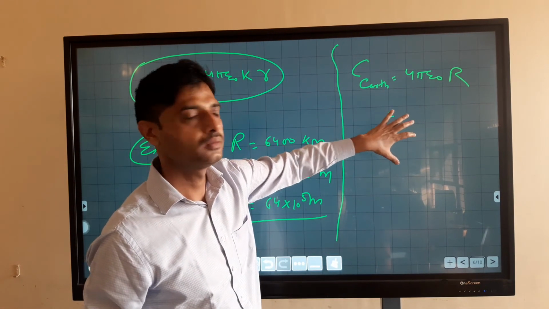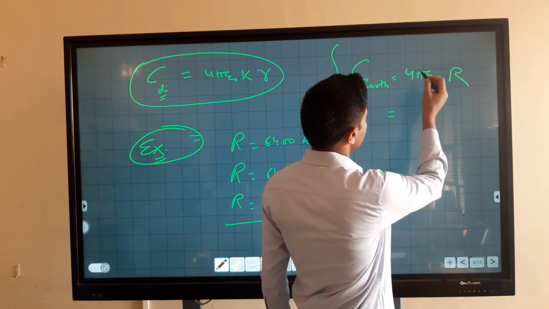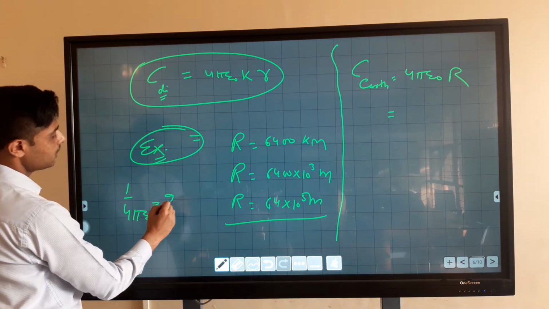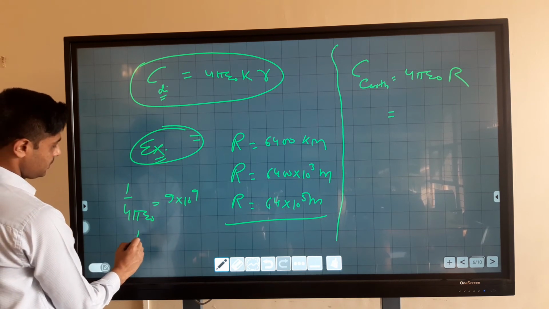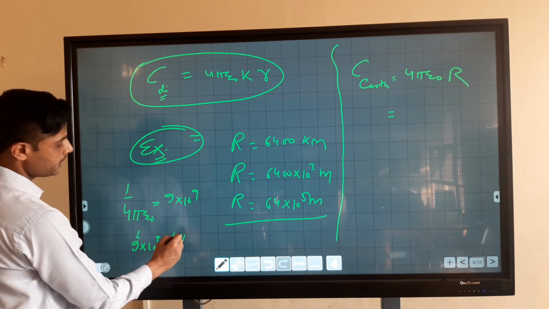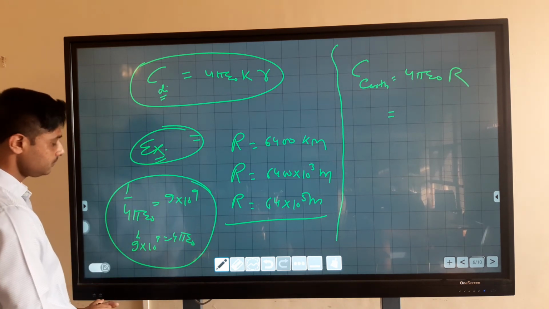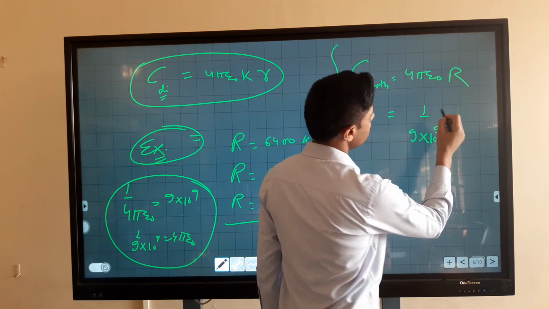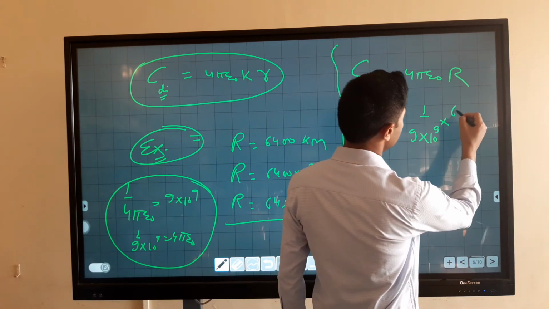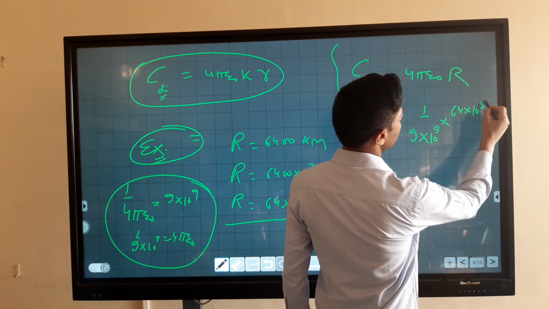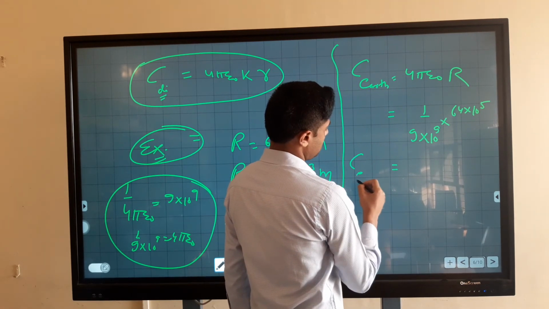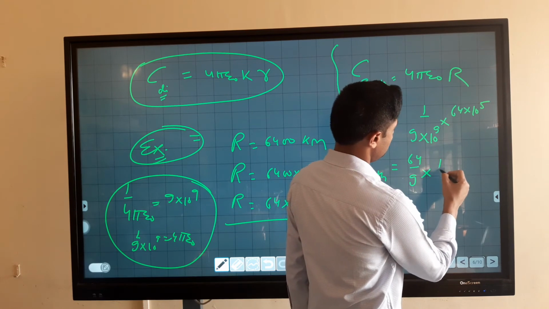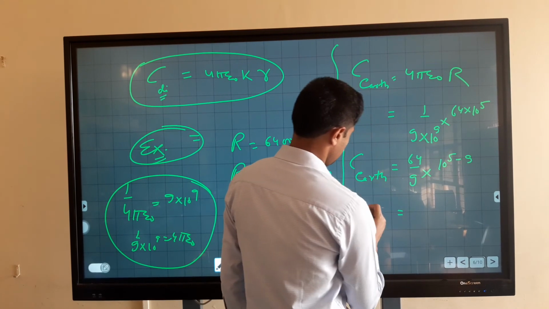It's for air, and the medium is air. The value of 1/(4πε₀) is 9 × 10⁹. So 4πε₀ = 1/(9 × 10⁹), and the value of R is 64 × 10⁵ meters. So the capacitance of the earth is 64/9 × 10^(5−9).